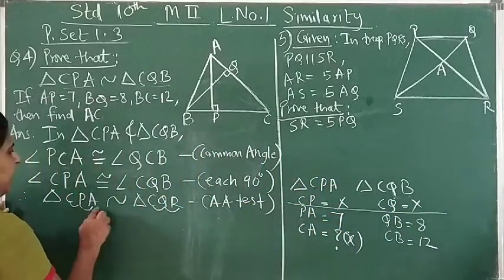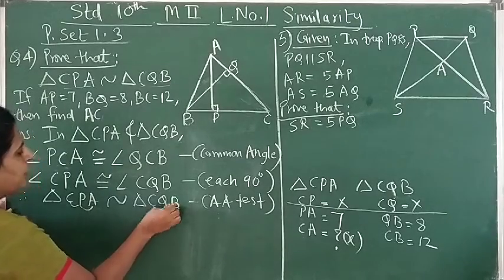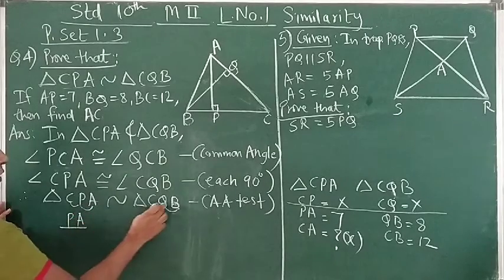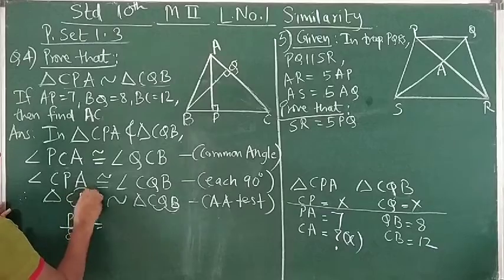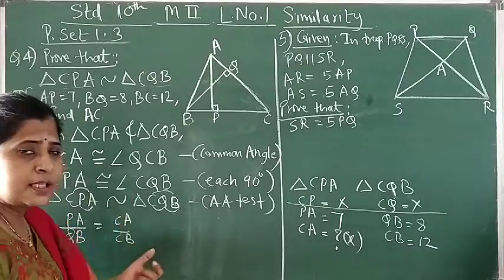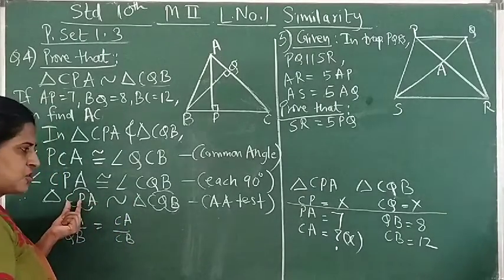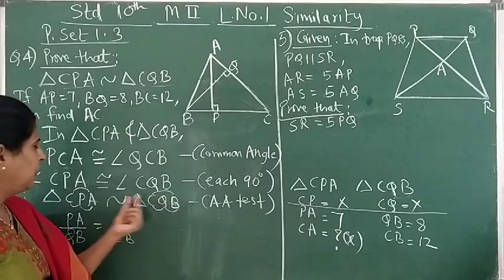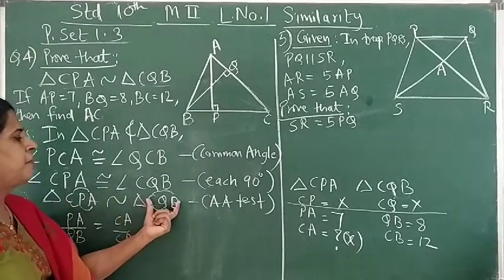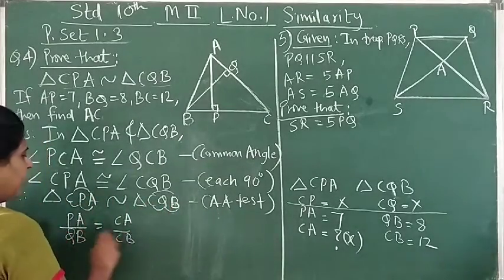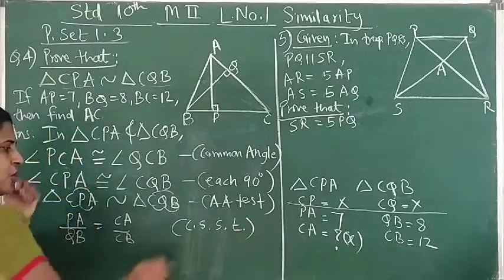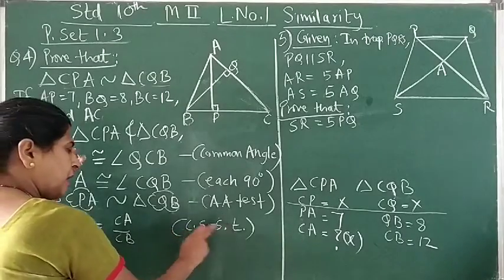Let's write this PA upon, oh, here it should be QB, not QR. So that's why it was a confusion. So PA upon QB is equal to CA upon CB. When we want to write the corresponding sides, it's very easy. Take the first two letters, divide by the first two letters. Take second and third, divide by second and third. Take first and third, divide by first and third. You will get the corresponding sides. We can write this as corresponding sides of similar triangles, abbreviated CSST.